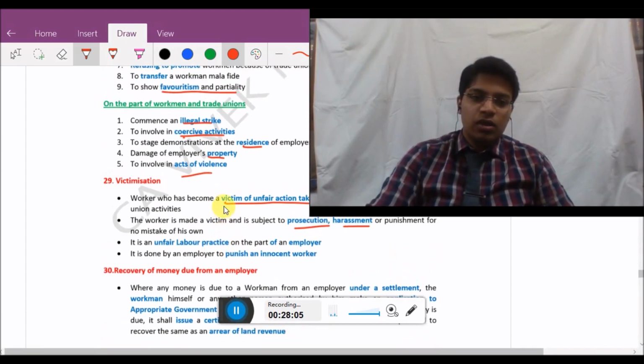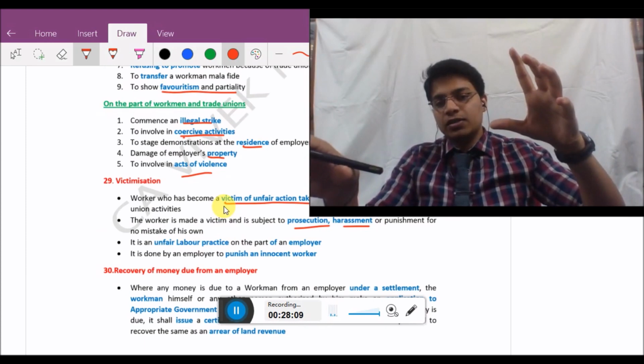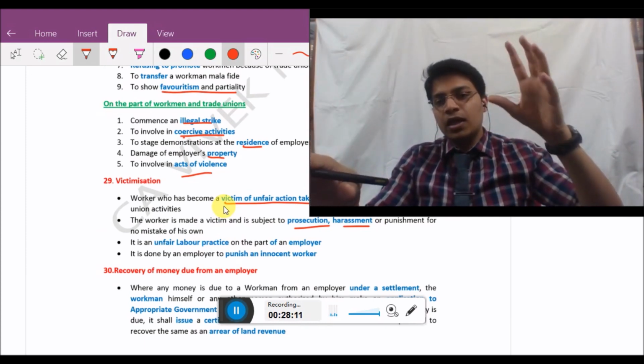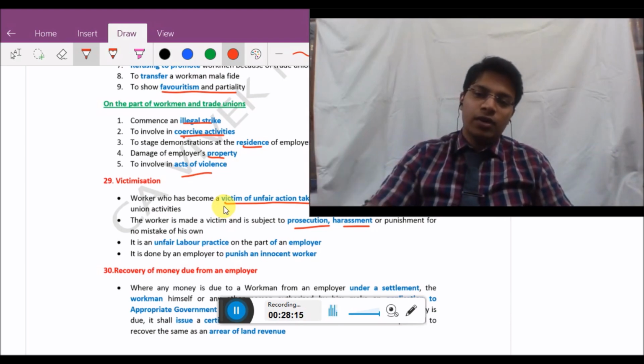Victimization: a worker becomes a victim of the employer just because of his trade union activities. This is an unfair labor practice on the part of the employer to punish the innocent worker.